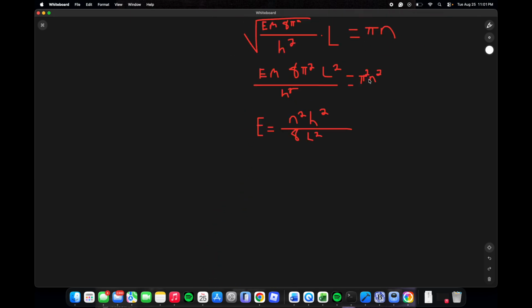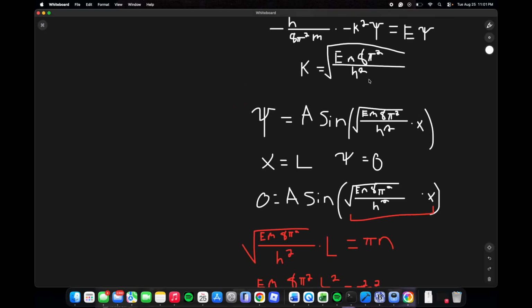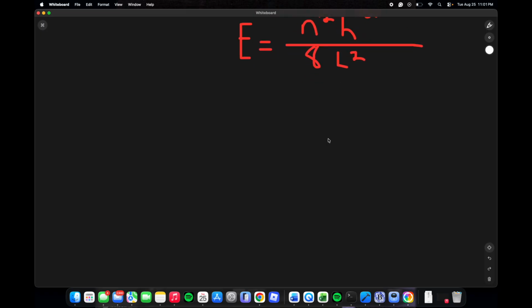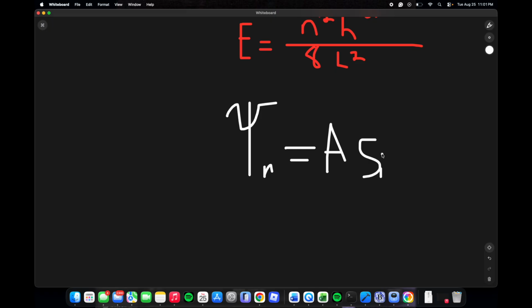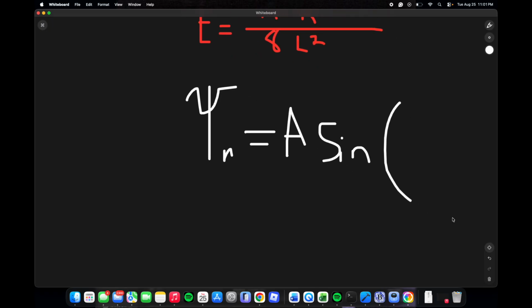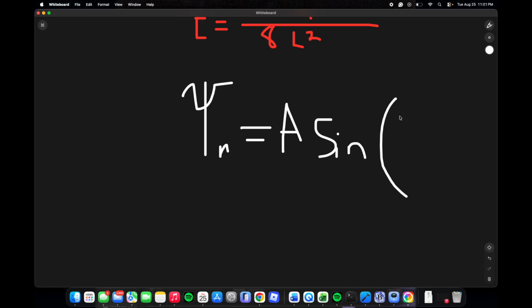Bear with me. We're going to skip all the math. You can prove it if you want. It's just simple arithmetic, nothing that crazy. But when you simplify that, you're going to find that the wave function for any n level in that atom is going to be equal to A sine of n pi x over L.